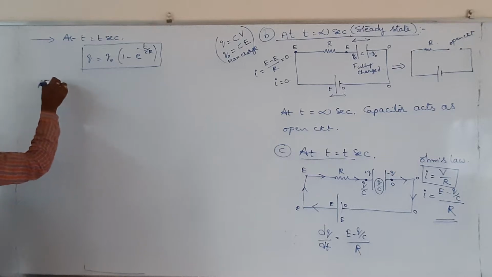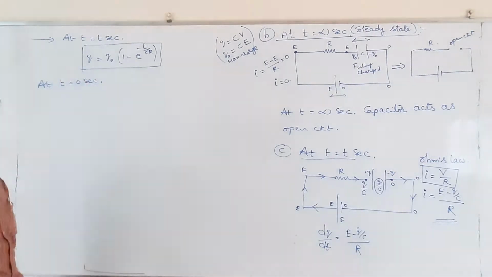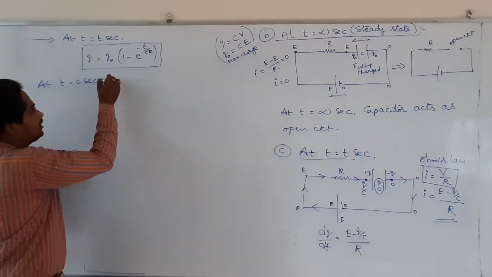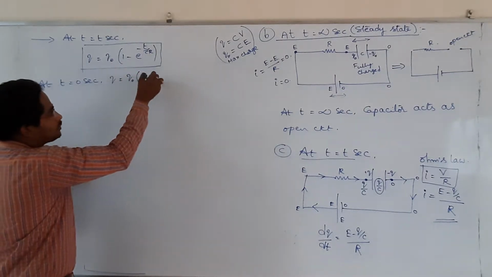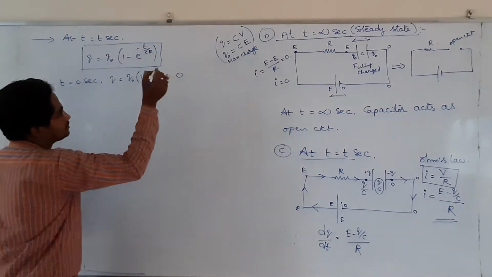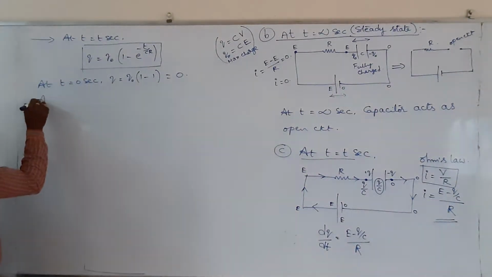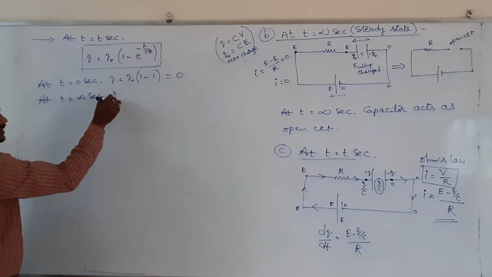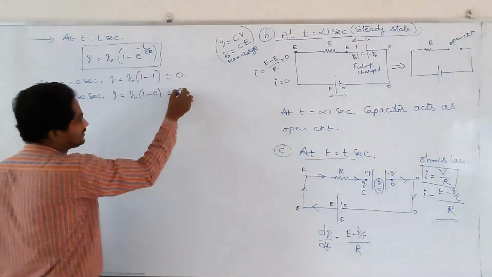At t equal to 0 seconds, what is the charge stored here? Charge stored equal to Q naught into 1 minus 1, that is 0. That I only told you. So at the time of infinity seconds, what is the charge stored? Q naught into 1 minus 0, that is maximum.